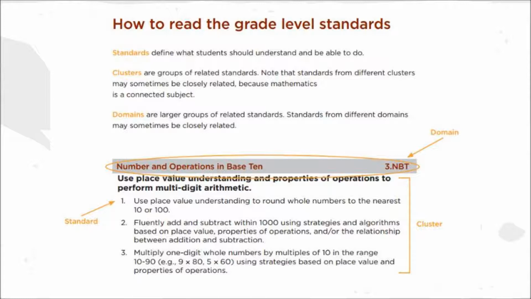You have the domain with the cluster of standards underneath it. On the right side of the domain, there is a 3.NBT. This stands for Grade 3 Numbers and Operations in Base 10. If you added a .2 after it, that would specify the standard within that domain.